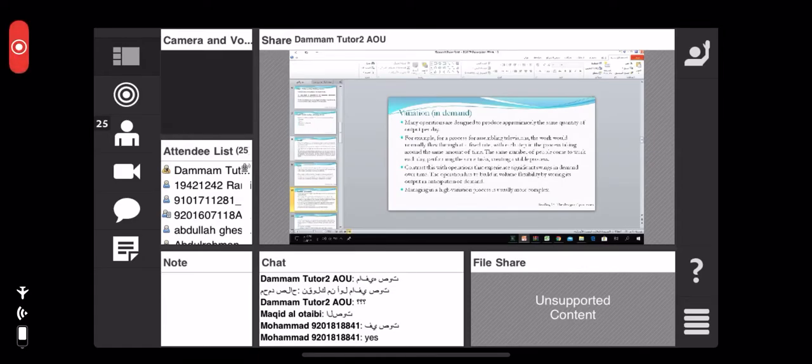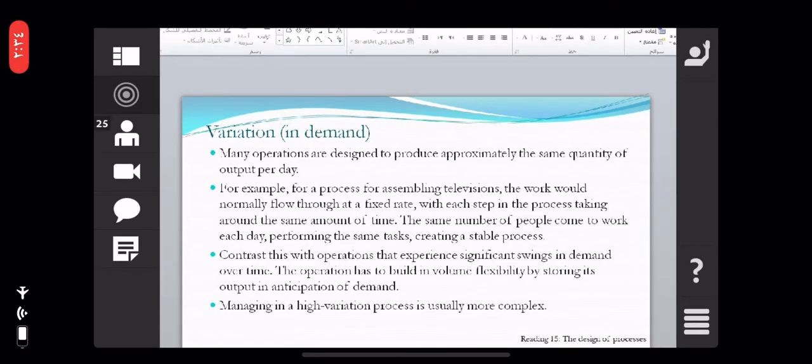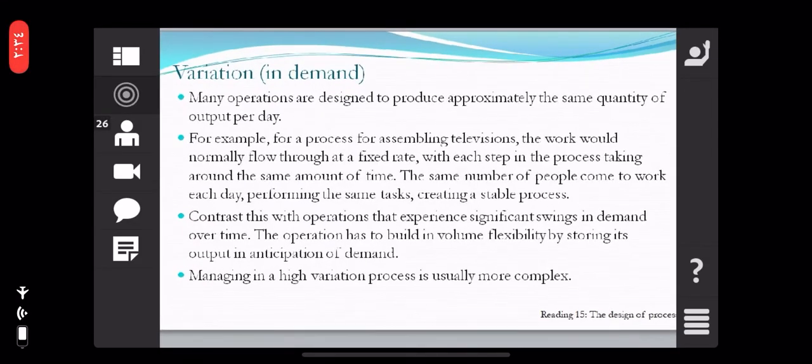Why? Because the customer depends on your acceptance. Okay, when you accept the orders, the customer becomes dependent on you. Okay, it means you promise the customer you are going to deliver this kind of product.